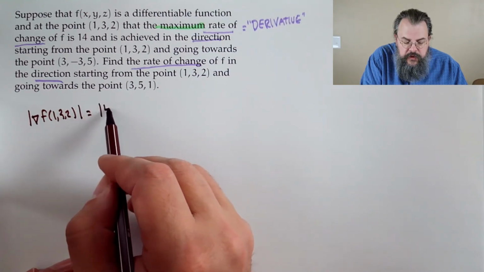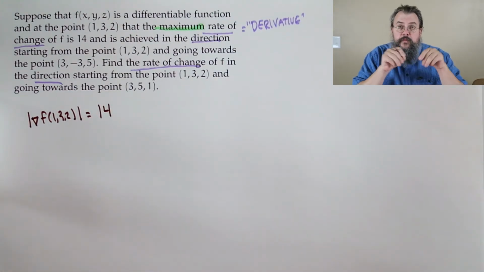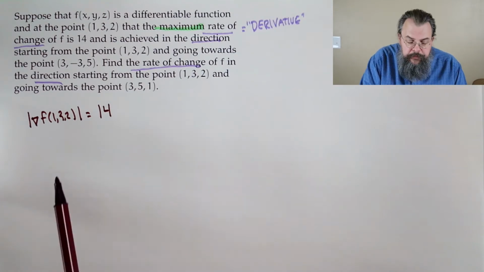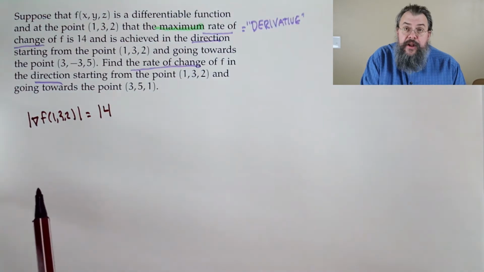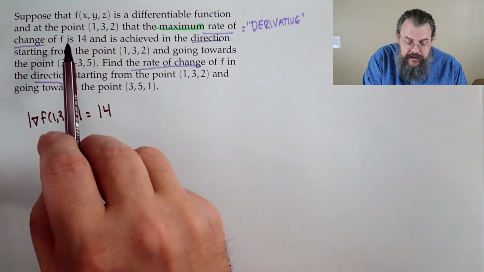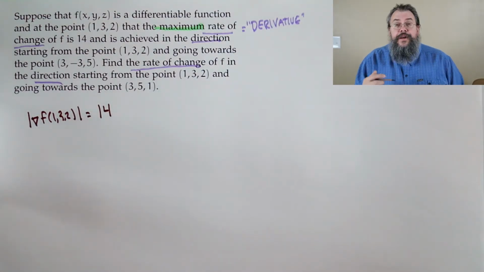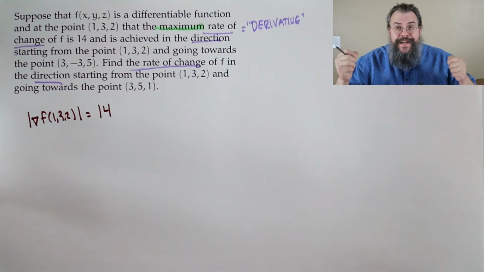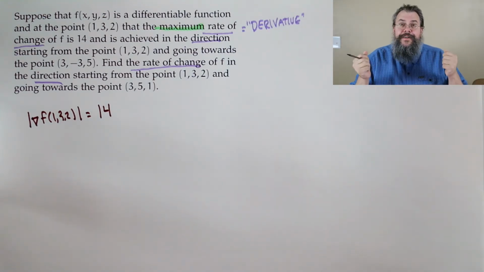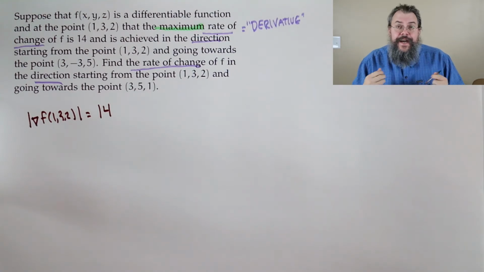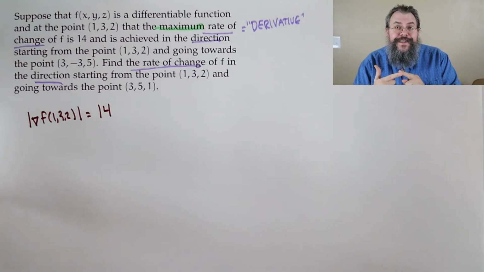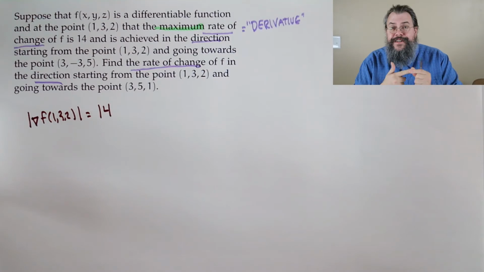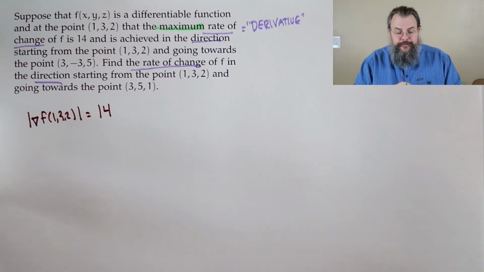And so we can rewrite that. Again, when you're looking for the maximum rate of change at a point, it's the magnitude of the gradient at that point. And that equals 14. So we know the magnitude of the gradient. Now, the nice thing is the gradient is a vector, right? And vectors have two things. They've got magnitude and they've got direction. So if we could figure out the direction, we'd actually have the vector.